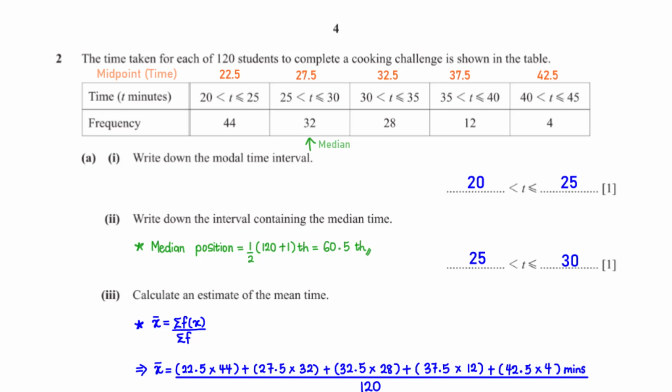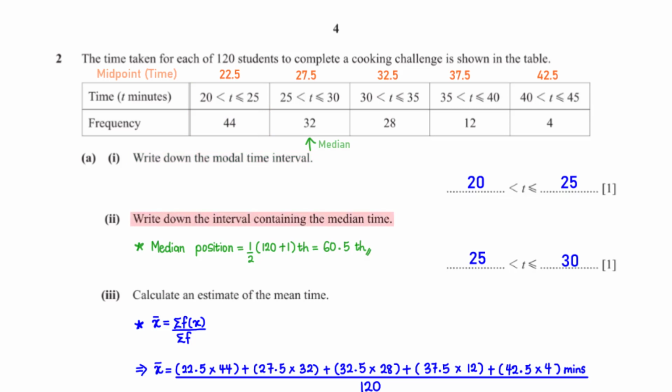The time taken for each of 120 students to complete a cooking challenge is shown in the table. Write down the modal time interval. The modal time interval is the interval with the highest frequency. The highest frequency is 44. The time interval for this frequency is T is greater than 20 and less than or equal to 25.